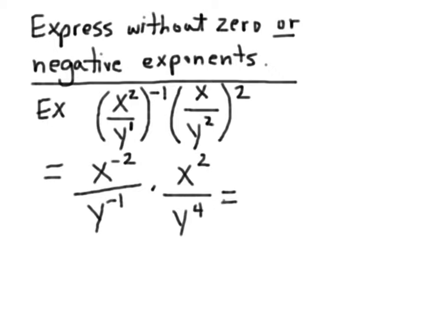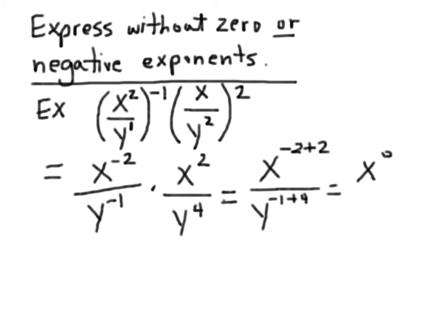Okay, let's take a look at this. I want to multiply across the numerator, then multiply across the denominator. Remember, we're going to add our exponents. So that gives us x to the negative 2 plus 2. We're going to have y to the negative 1 plus 4. Negative 2 plus 2 is 0. So 0 over y to the 3rd. That's not simplified because x to the 0 is equal to 1. And there we go.